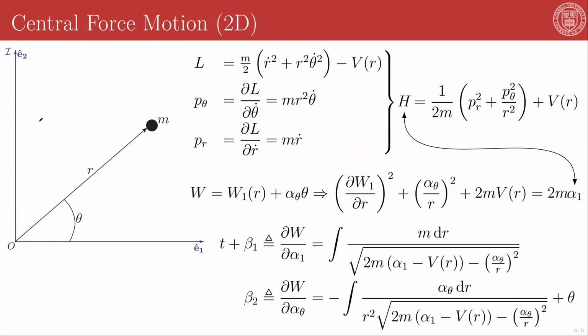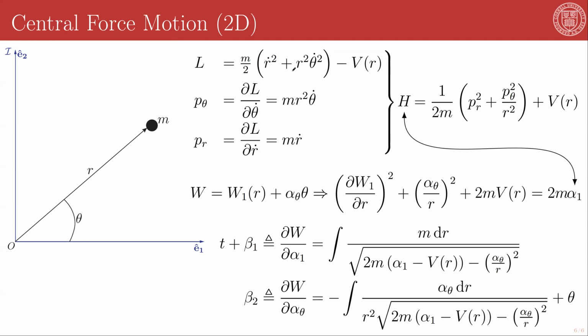And because all of the motion is in 2 dimensions, we can write down the Lagrangian as m over 2 times the velocity squared, magnitude, which is r dot squared plus r squared theta dot squared, that we've derived many times before, minus our potential function, which we will call v. And because this is a case of central force motion, v is a function of the radius magnitude r only.